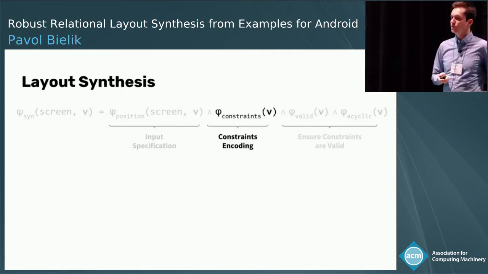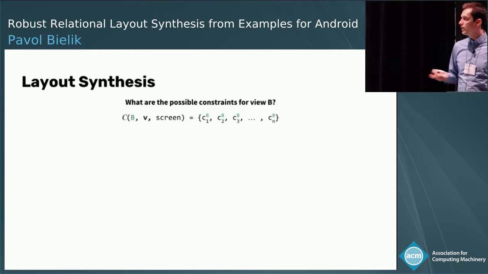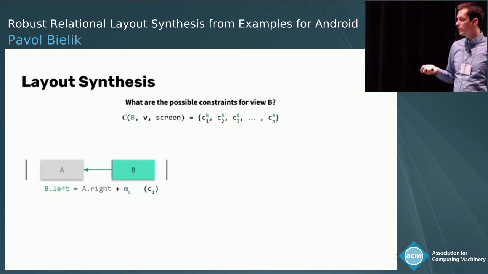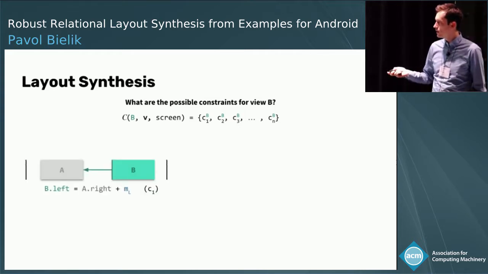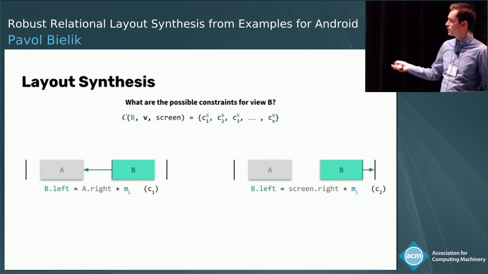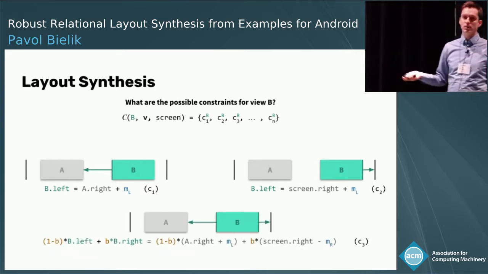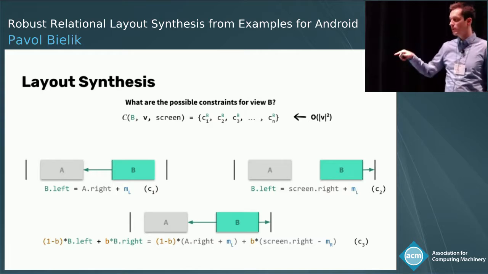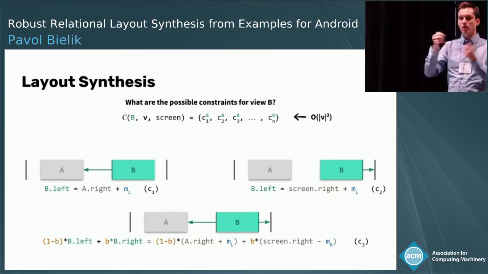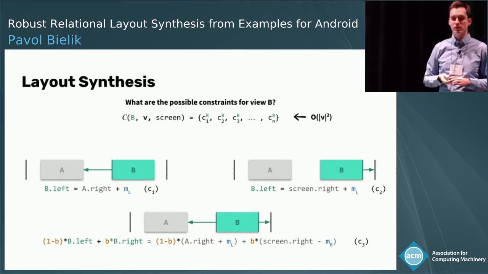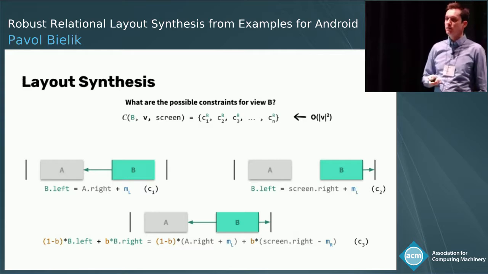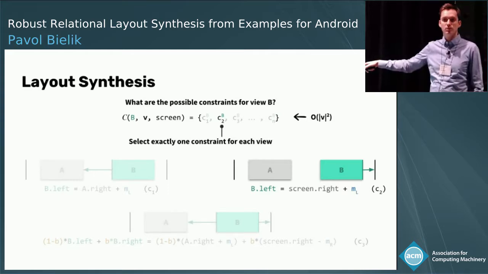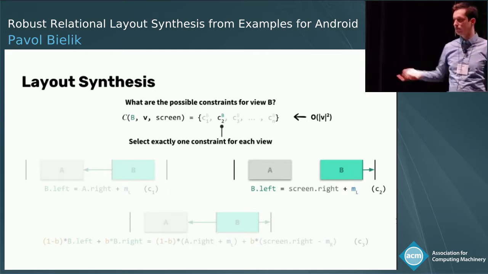Now to encode the constraints, you can think of what are all the constraints that I can use to relate view B, and I can just go and enumerate them. I can say the view B can be to the right of view A, or it can be to the left of the screen, or it can be in between, and so on. There are, in fact, number of views squared of such constraints because of the centering constraints that always relate two views with each other. But we can just enumerate them. Then the goal of the synthesis is to pick one constraint out of all of these that will be used, and that satisfies the input specification.